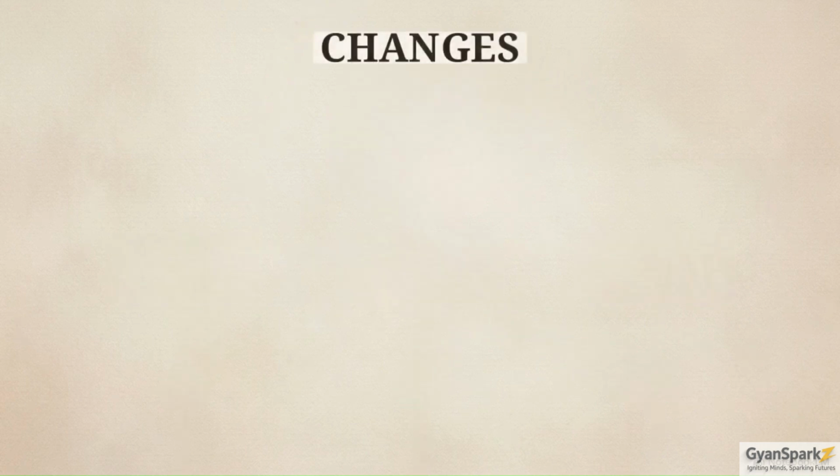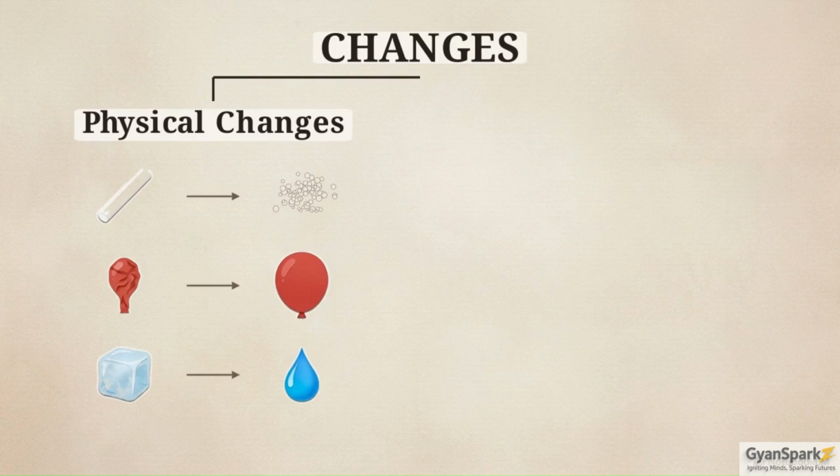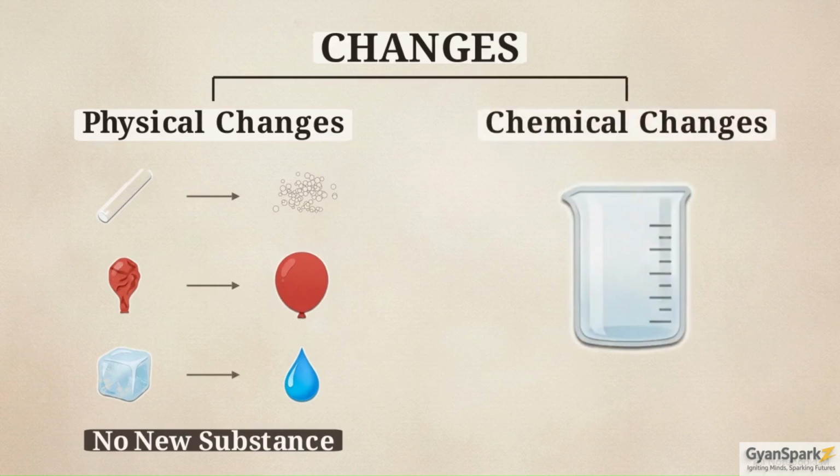The first category is physical changes. If Prithvi crushes chalk into powder or blows air into a rubber balloon, the shape or state changes, like solid ice melting into liquid water, but no new substance is created. It's still chalk, still rubber.